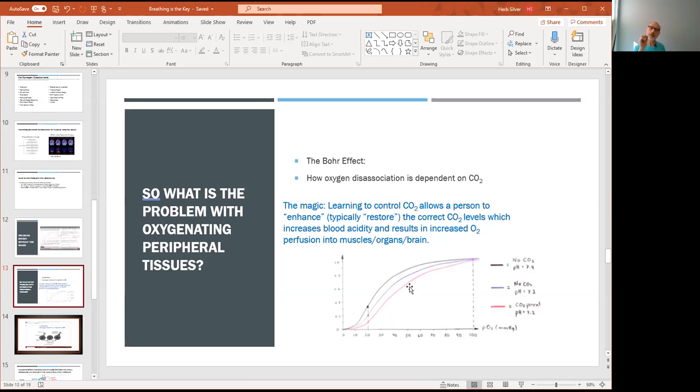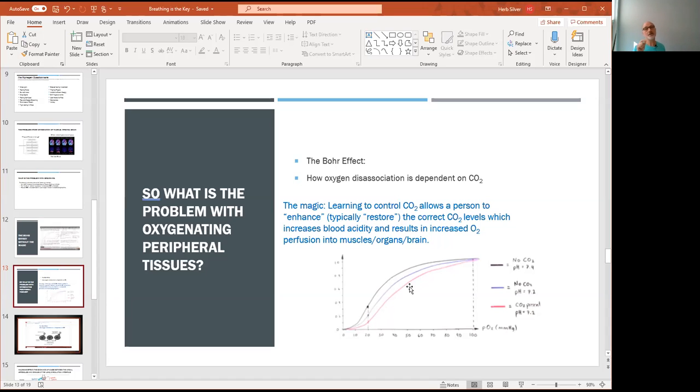CO2 does two things. It makes the blood more acidic, but just the presence of CO2 also allows the blood to dissociate from the oxygen. The presence of CO2 allows the oxygen to dissociate from the hemoglobin. That's the Bohr effect.